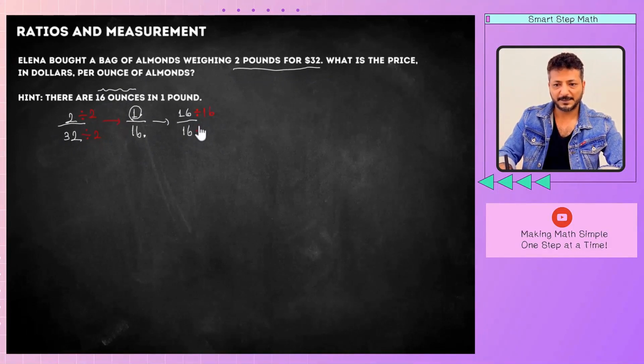If we divide by 16, both the numerator and the denominator result in a 1-to-1 ratio. What does this mean? 1 ounce of almonds is $1. The result we are looking for is that the price of 1 ounce of almonds is $1.